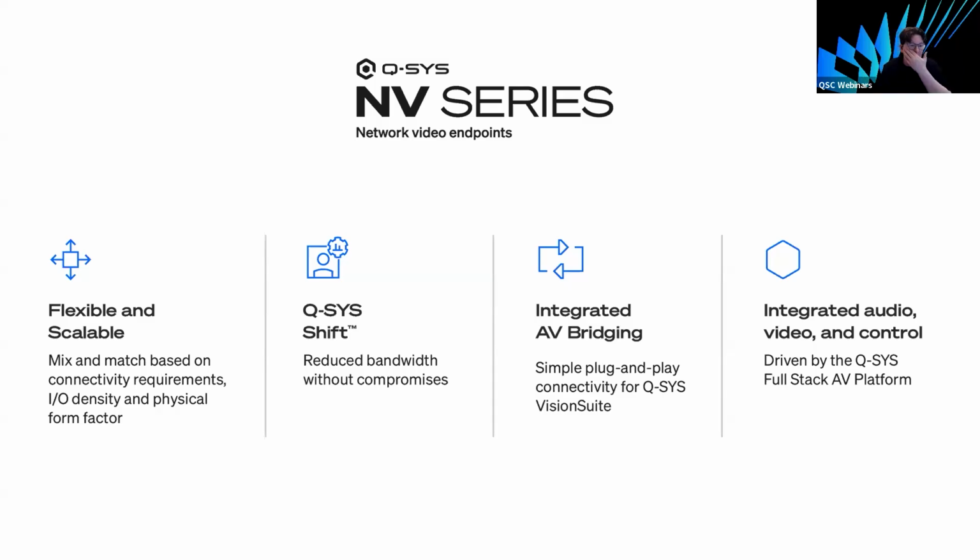So the NV series, these are the four tenets it was built on. We wanted it flexible, scalable. We wanted to use Shift, which was the codec, and we'll talk about that in a minute here. We wanted integrated AV bridging. This was predominantly geared towards conferencing applications when we first sort of started down the road to video. And then we wanted to make sure that we could integrate these parts and pieces into Q-SYS Designer software and into our full platform. We didn't want them to be another piece of software. We didn't want to have to go into four other things to actually bring these into the ecosystem. So fully incorporated into our ecosystem.